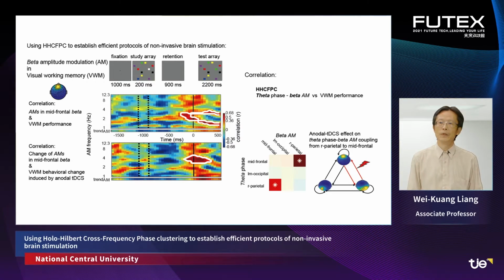Therefore, three NIBS protocols are suggested. First, a 4 Hz theta AC over right parietal to entrain the modulator. Second, a 20 Hz beta AC over mid-frontal to entrain the modulatee. And the third, mutual entrainment with a 4 Hz theta AC over right parietal and a 20 Hz beta AC over mid-frontal at the same time.